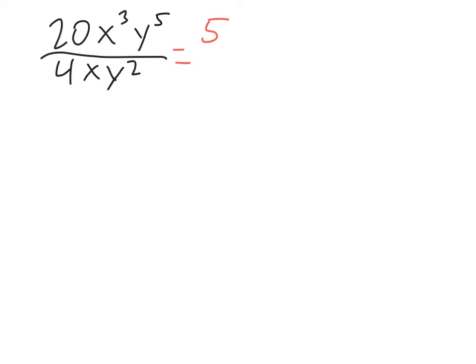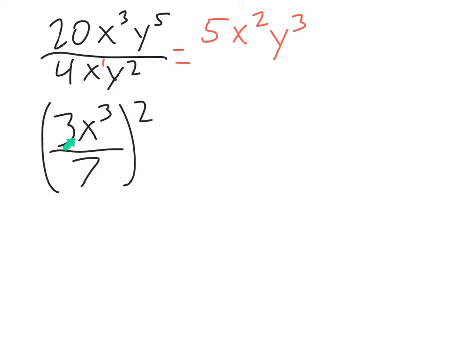Now, we have x cubed divided by x. So remember, x by itself has an exponent of 1. So 3 minus 1 is 2. So x squared. Then y to the 5th divided by y to the 2nd, 5 minus 2 is 3. So y cubed.